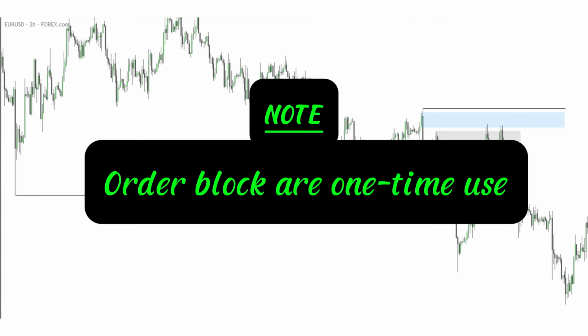Note, order blocks are one-time use. Don't make the mistake of choosing an order block that has been tested by price. Moving to the live chart example.